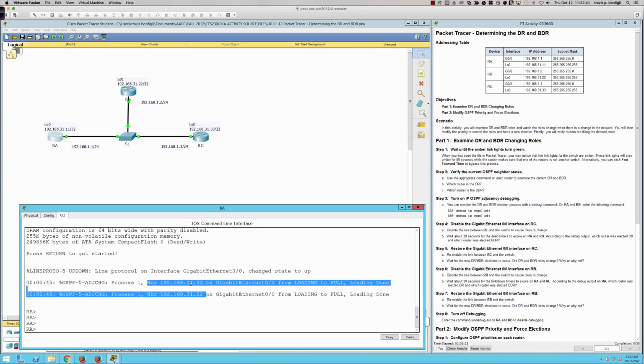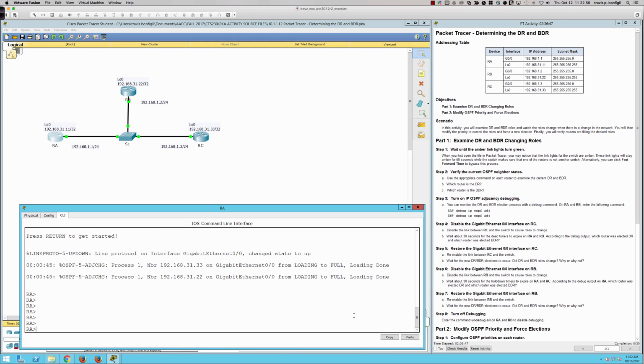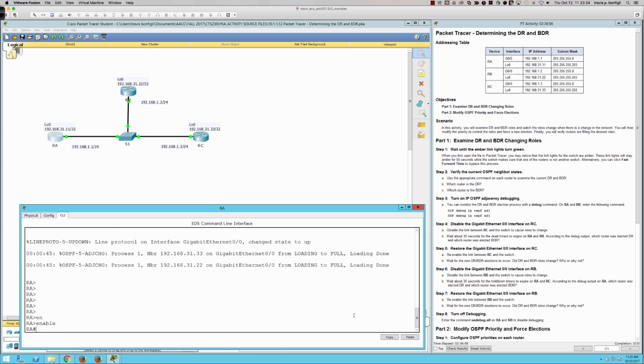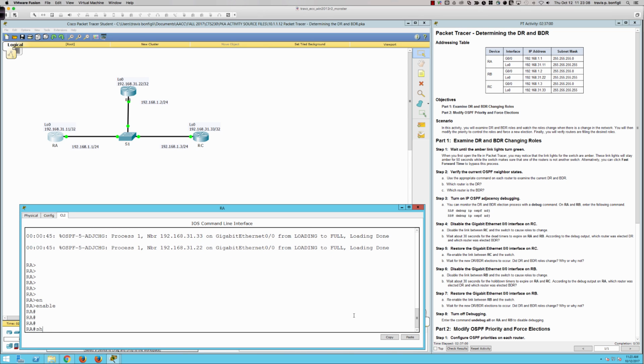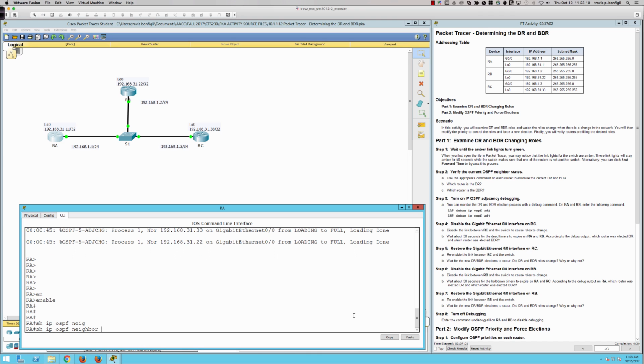Now, these are not the IP addresses that we will reach these neighbors on. What is that? Exactly, that's the router ID. And the router ID plays a part here when we're talking about the selection of who the DR is going to be. So on router A, let's go from user exec with the enable command to privilege exec. And actually, we'll hang here at privilege exec.